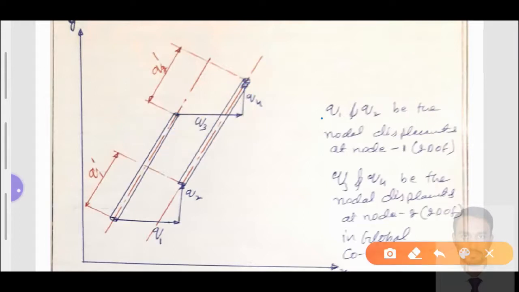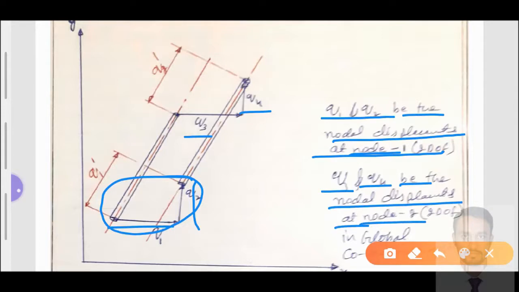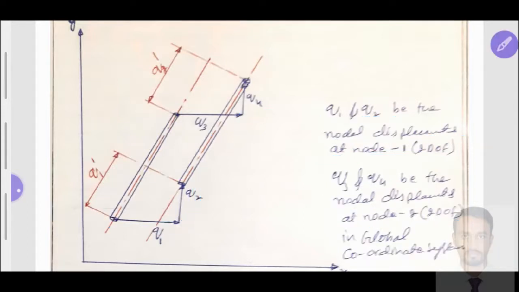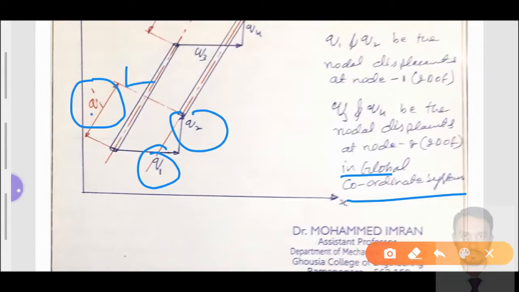See here, q1 and q2 are the nodal displacements at node number 1, which has 2 degrees of freedom, along the x direction and along the y direction. Similarly, at node number 2 we have 2 degrees of freedom: the displacement along the x direction q3 and the displacement along the y direction q4 are the nodal displacements at node number 2, with 2 degrees of freedom in global coordinates. In global coordinates, I have not represented them with a dash. When we represent with a dash, it is the local coordinate system; without a dash, it is the global coordinate system.